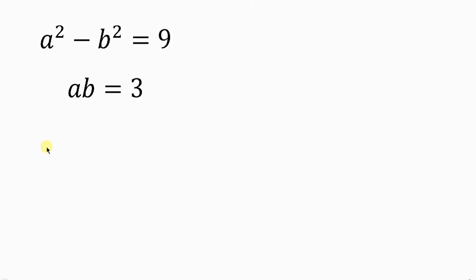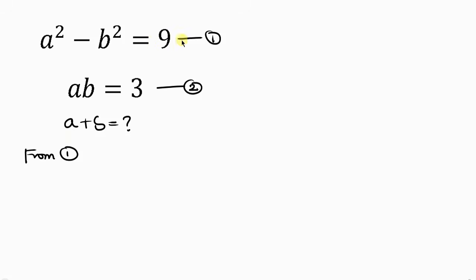We have this nice and beautiful question on the board that says if a squared minus b squared is equal to 9 and ab is equal to 3, find the value of a plus b. We can call this equation 1 and call this equation 2. So our first step will be for us to start from equation 1.